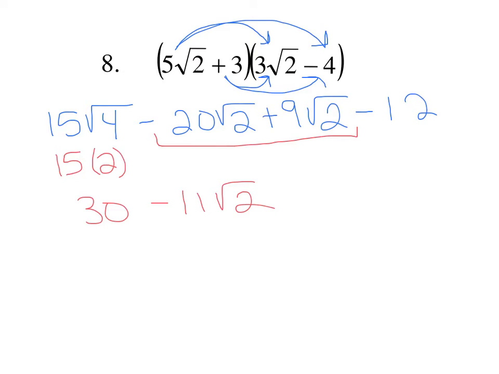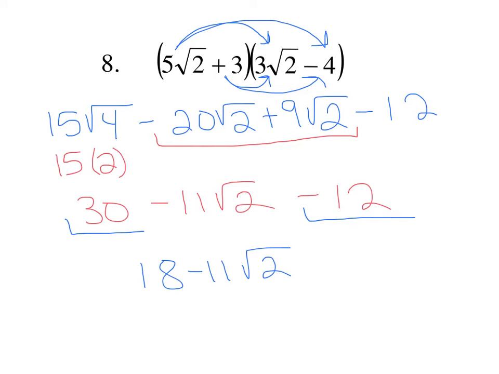And I have this negative 12 down here at the end. But we're not quite done because this 30 and this negative 12 are also like terms. So we're going to add 30 and negative 12, and that will give us 18 and minus 11 square root of 2.